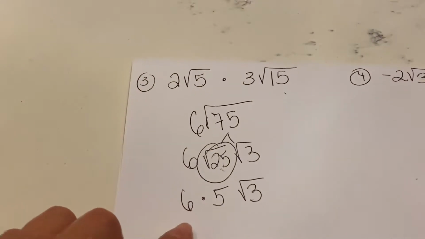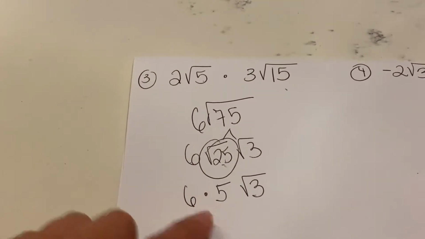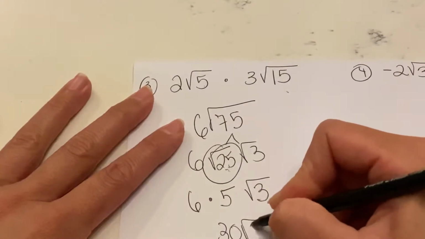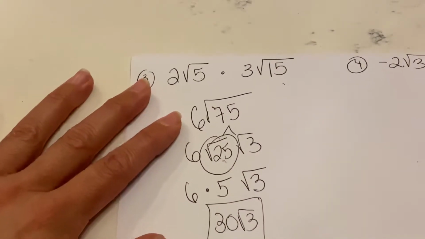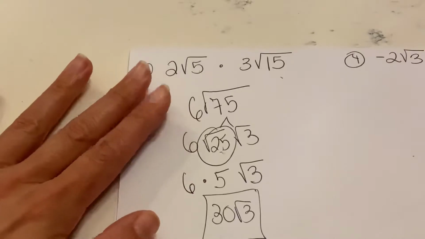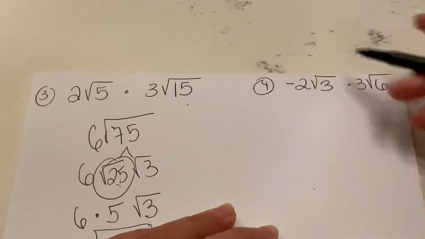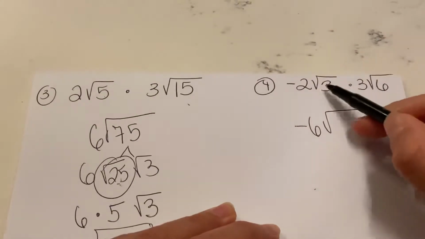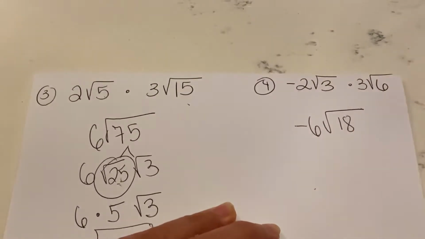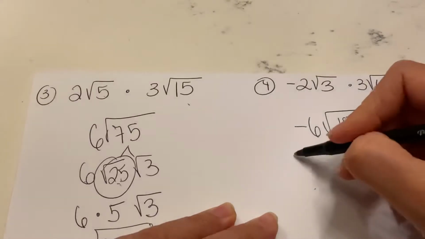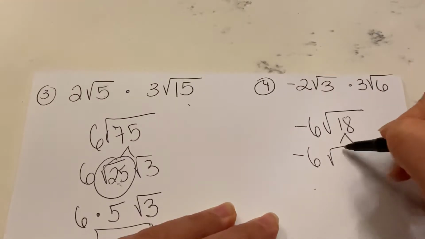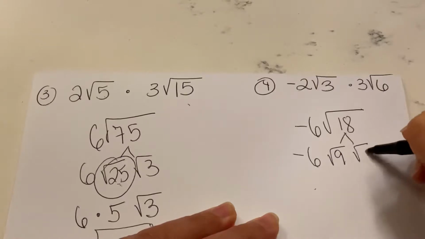So now my final step is to multiply 6 times 5, which gives me 30 radical 3 for my final answer. Okay, let's do one more. So here, I'm going to multiply negative 2 times 3, and then 3 times 6. Okay, so now I'm not done because I could break up the 18 into 9 times 2.